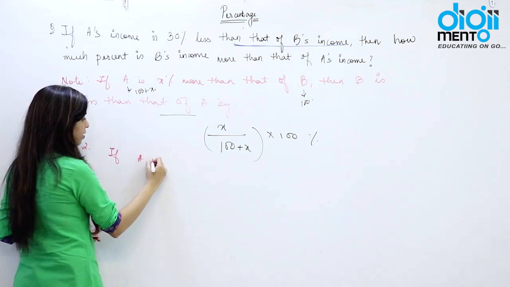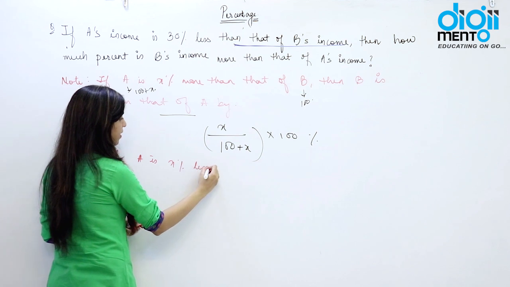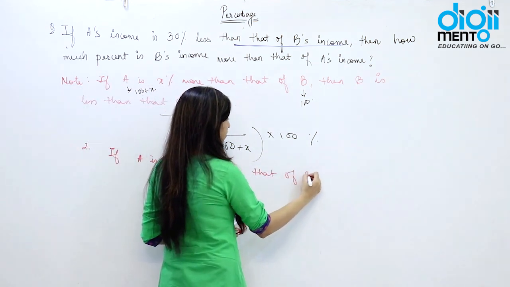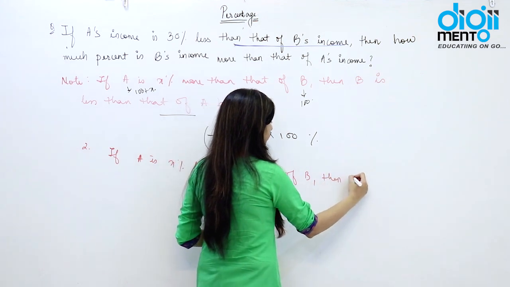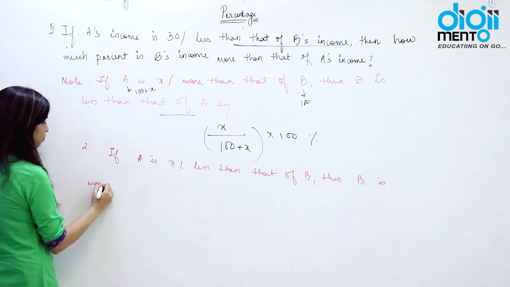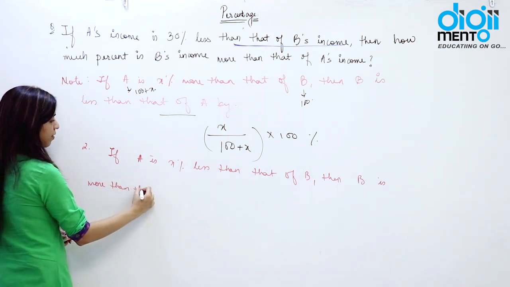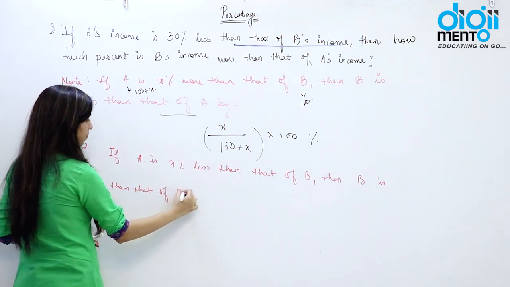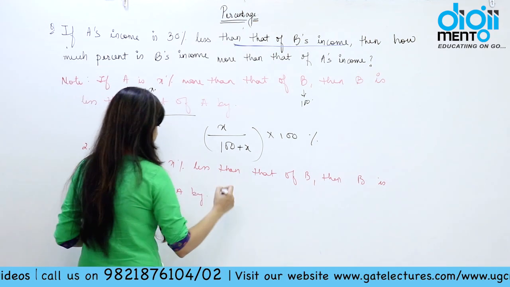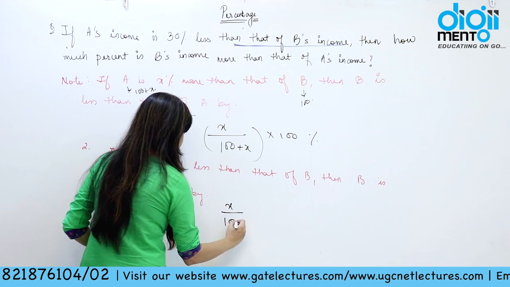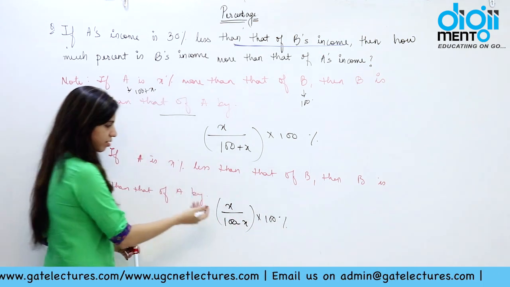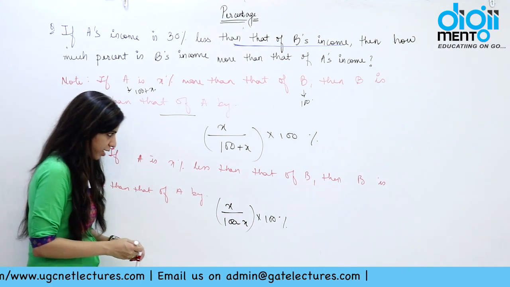Note 2, if A is x% less than that of B, then B is more than that of A by x by 100 minus x into 100. Fine, does not take up a lot of brain, lot of time also.